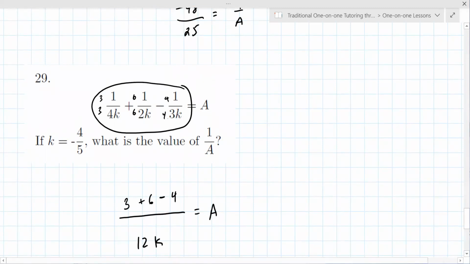You have a choice. You can do either one. It doesn't matter to me which way you go, but I would recommend trying to combine the fractions first before doing that. So let me give you a problem here to do.